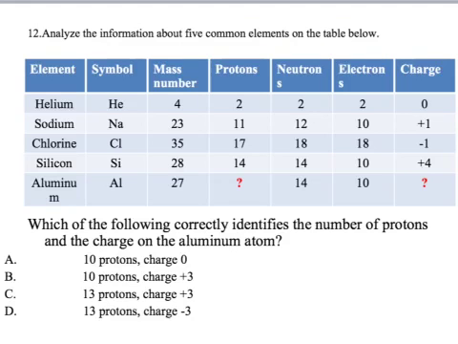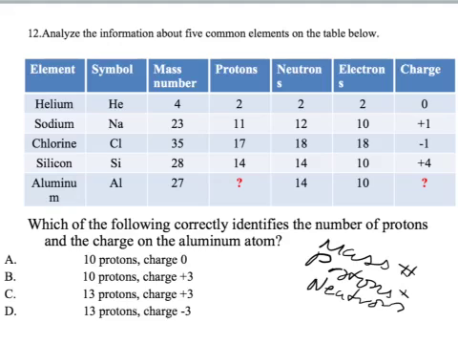Analyze the information about 5 common elements on the table below. Which of the following correctly identifies the number of protons and the charge of the aluminum atom? Okay, well, what can we figure out? We know that mass number is equal to protons plus neutrons. So to find that, we go 27 minus 14, because that was the mass number, and I'm going to subtract them because I want the difference. So now I know that the number of protons is 13.